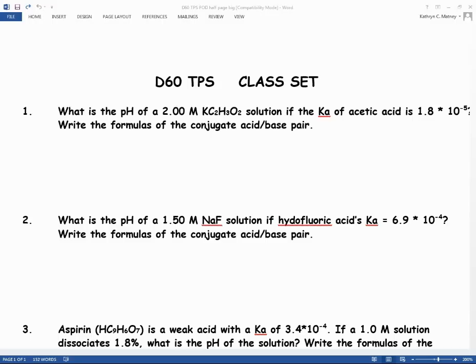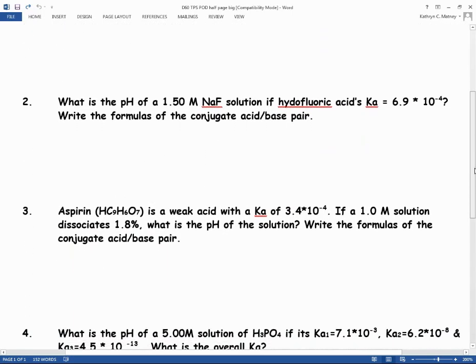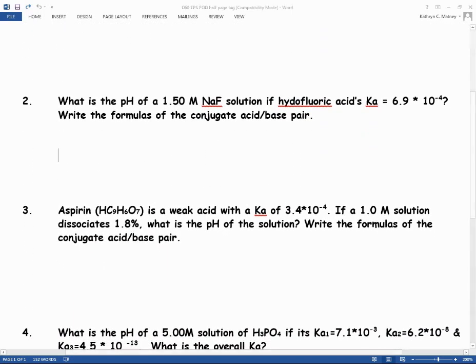Okay, so the second problem has exactly the same kind of tricks, agreed? Okay, so when I bring him down a little bit so I can see him a little bit better, that guy, we have: what is the pH of a 1.5 molar NaF if the hydrofluoric acid's Ka is 6.9 times 10 to the minus 4? Write the formulas of the conjugate acid base pair, which I didn't do up top. I'll do it in just a minute.